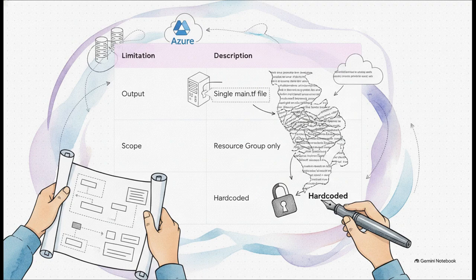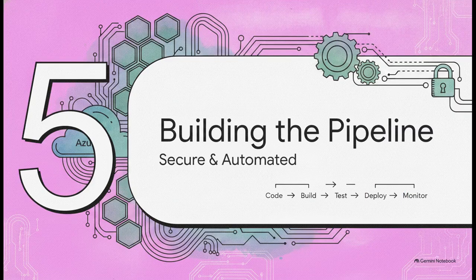It dumps everything into a single main.tf file, which is a total nightmare for readability. The scope is just limited to the resource group level, and crucially, all the values are completely hard-coded. You're still going to have to roll up your sleeves and refactor this raw code into reusable modules with actual variables so it scales. It gets you 90% of the way there, but you are still the engineer who has to clean it up.